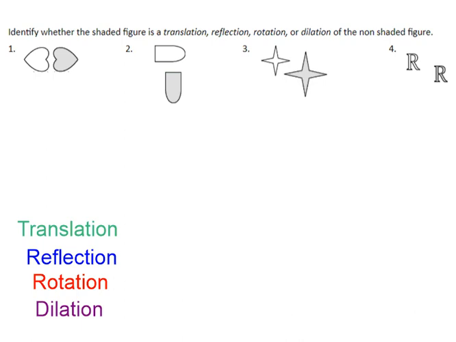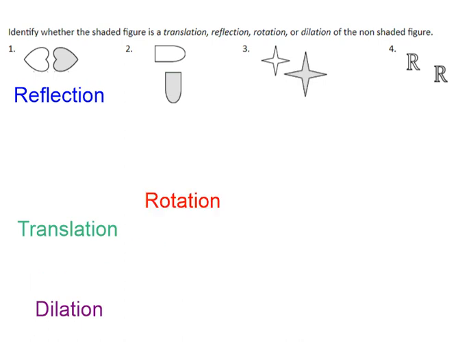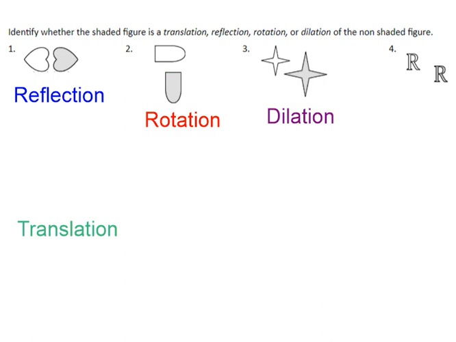All right, starting with the first one, we can match up vocab words with each picture. So number 1 is a reflection. Number 2 is a rotation. Number 3 is a dilation. And number 4 is a translation.